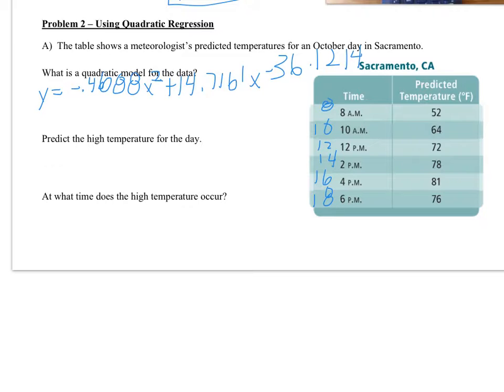So my first question is saying predict the high temperature for the day. If it's talking about the high temperature, that means it's going to be my y value. So if I'm talking about high, max, or min, that's where I'm talking about my vertex. So how would I actually figure out what my vertex is?